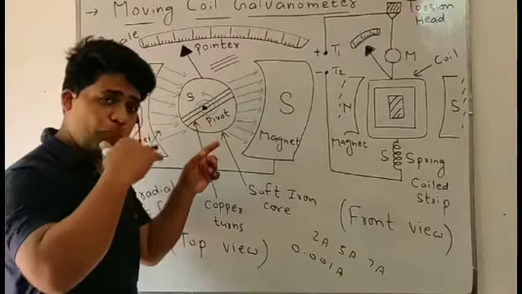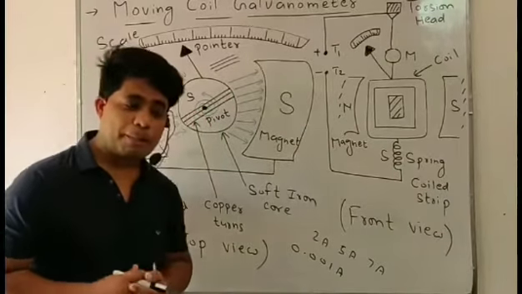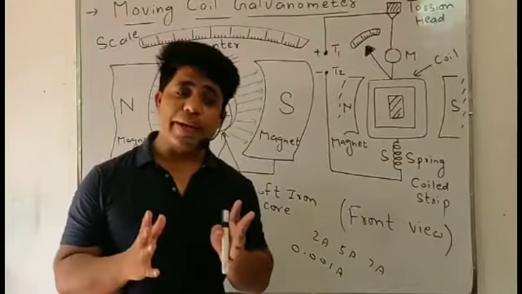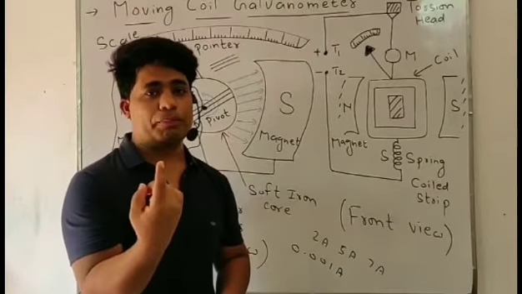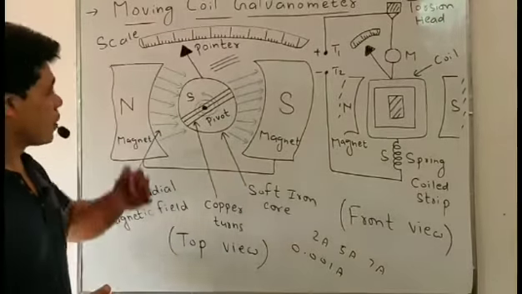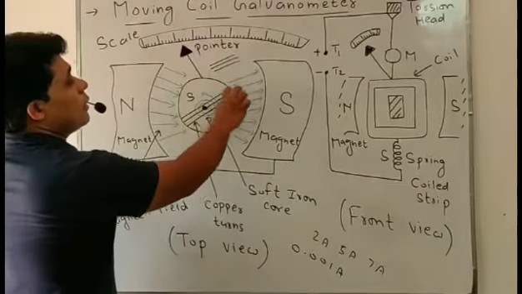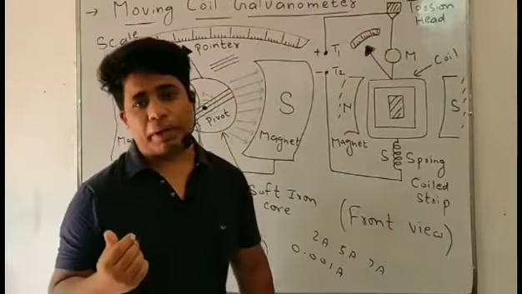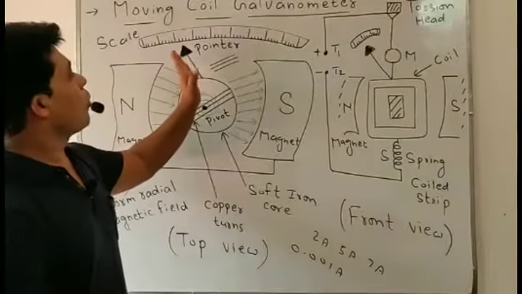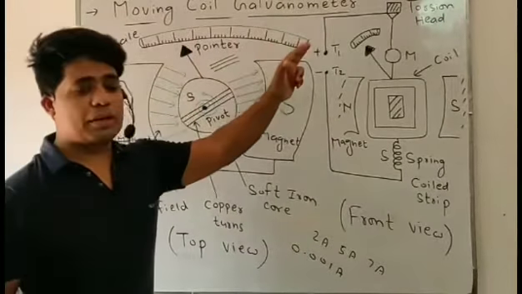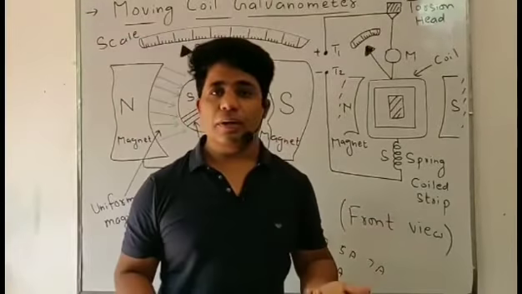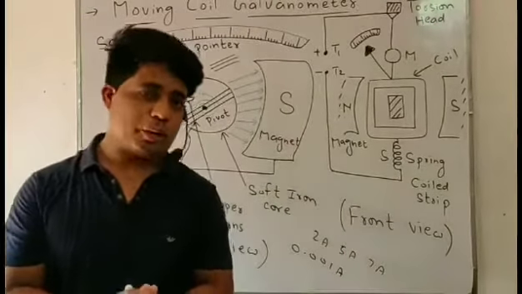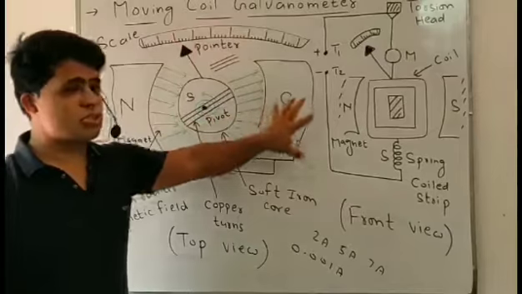Now students, this coil at the bottom, from the lower side, is connected with a spring. What is the function of that spring? That spring provides free rotation to the coil. Now this coil is connected with a pointer. This pointer is made of light material like aluminum, and that pointer moves over a scale on which we can read the deflection of the current. So this is the basic construction.